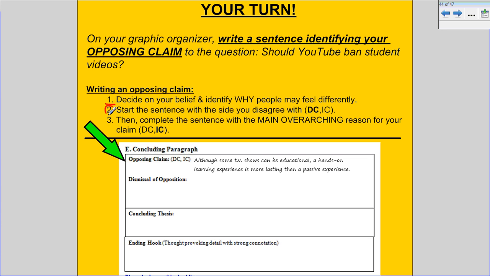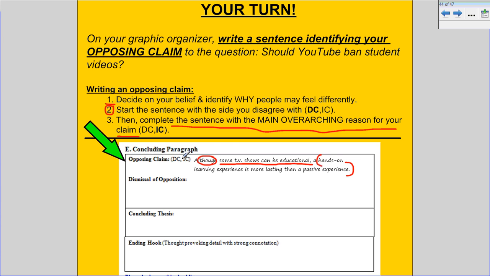Then with number 2, you're going to start the sentence with the side that you disagree with. Again, this needs to start with a subordinating conjunction. In my example, here's my subordinating conjunction, although, and then I have the side that I disagree with: some TV shows can be educational. Now I'm going to look at the second part of this sentence and complete it with the main overarching reason for my viewpoint or my claim. I believe that a hands-on experience is going to be more lasting than a passive learning experience.